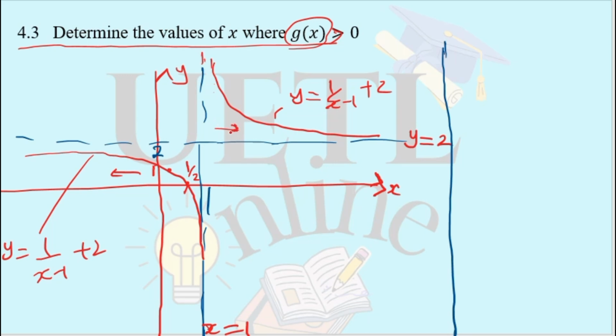When there's a line of asymptote, we just use that line as where the graph is going to end. So this means that our graph is greater than 0 when x is less than half, and when x is greater than 1. So this becomes our answer. It's just a look. If you have drawn the graph, you just have to look.